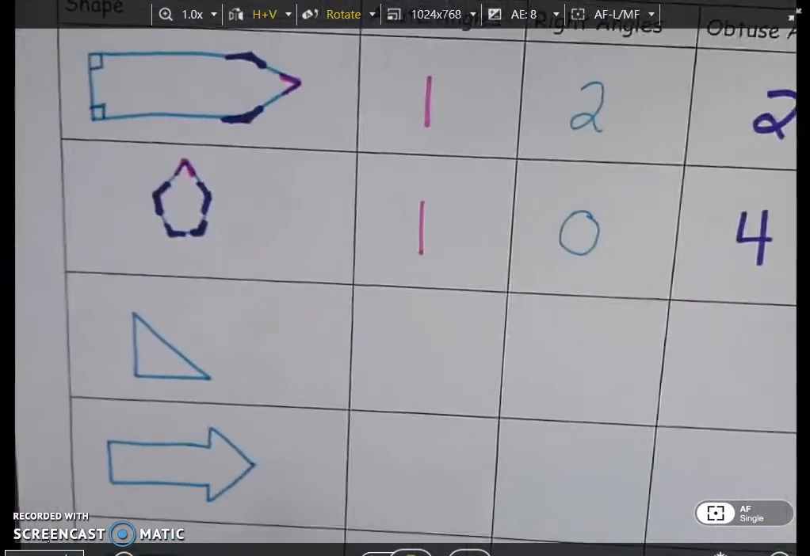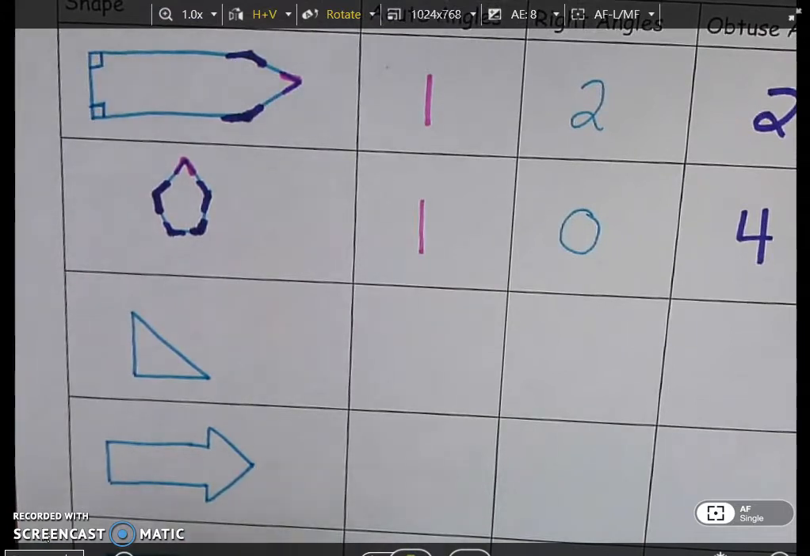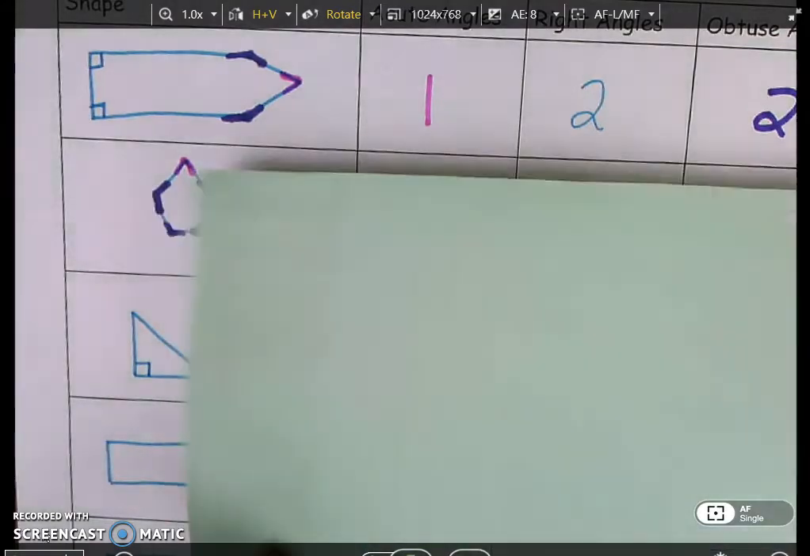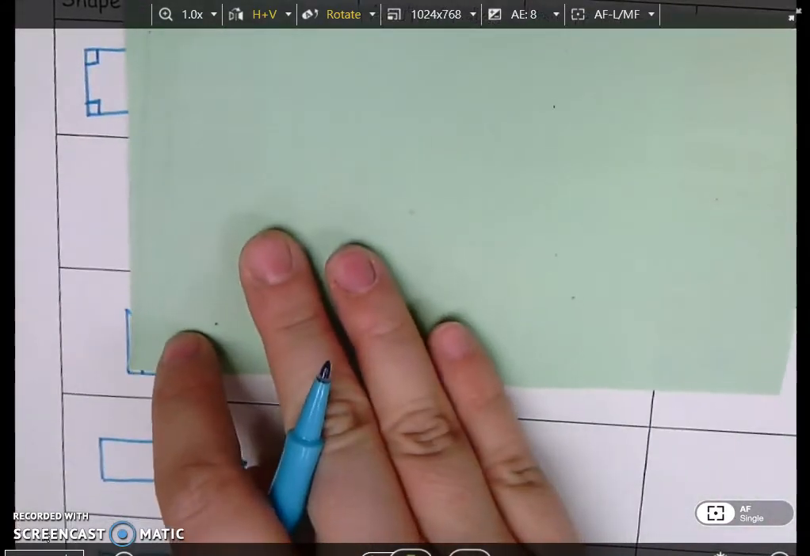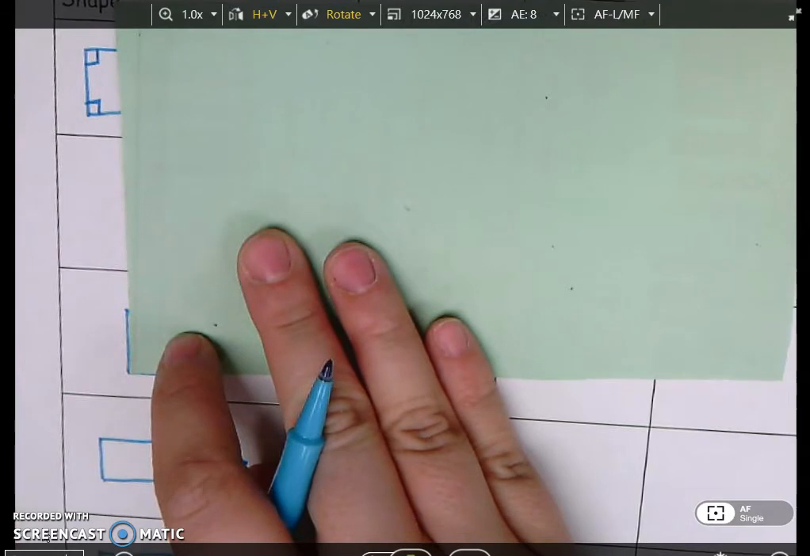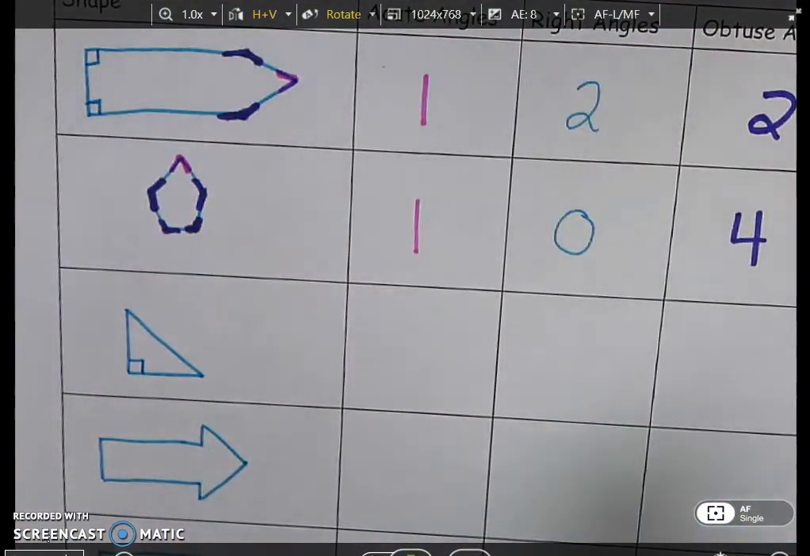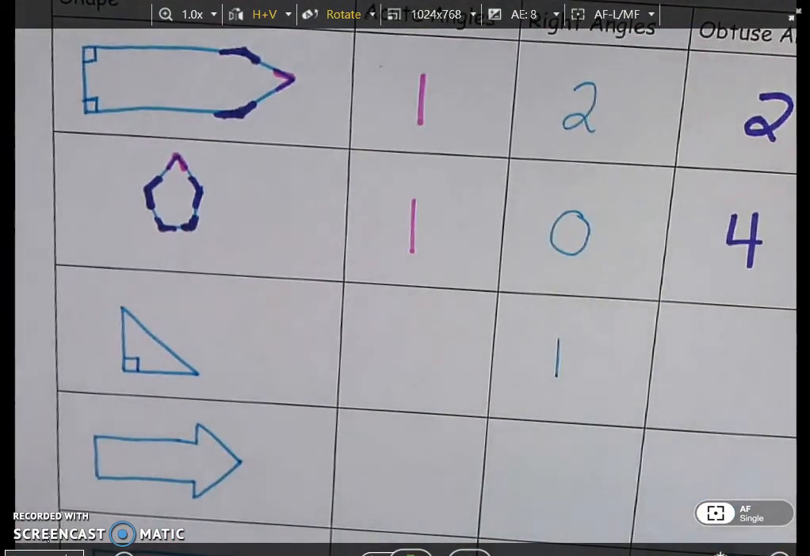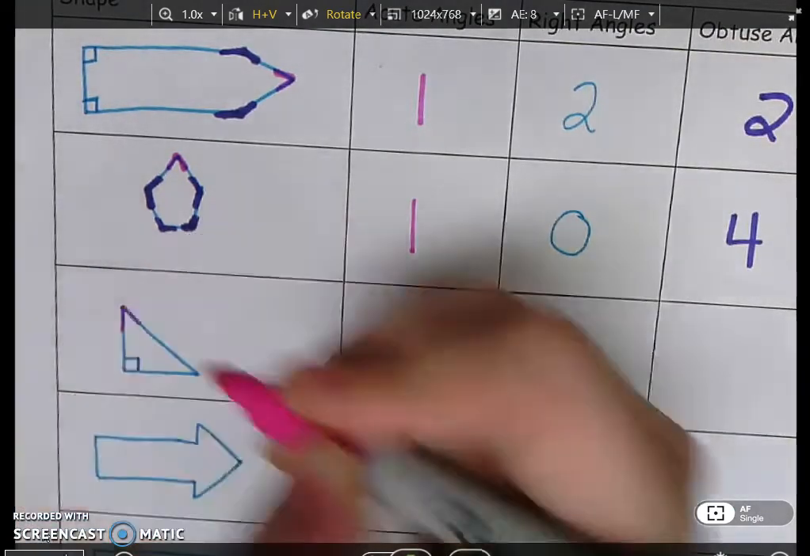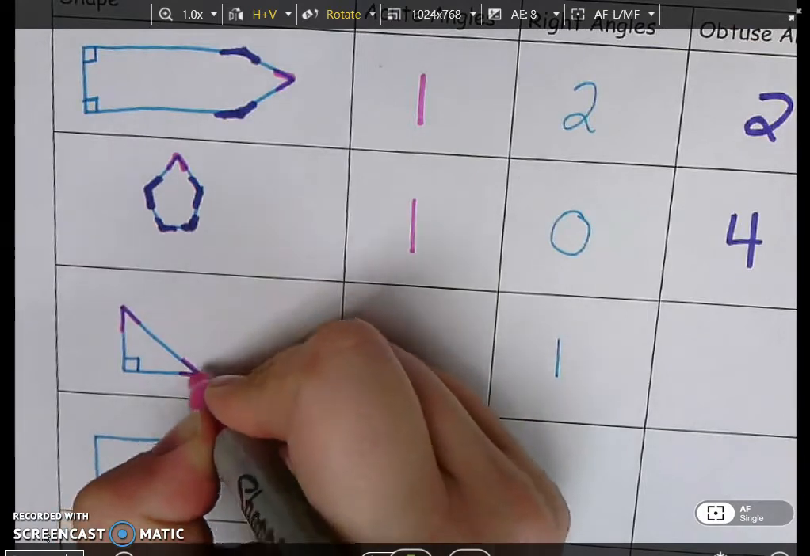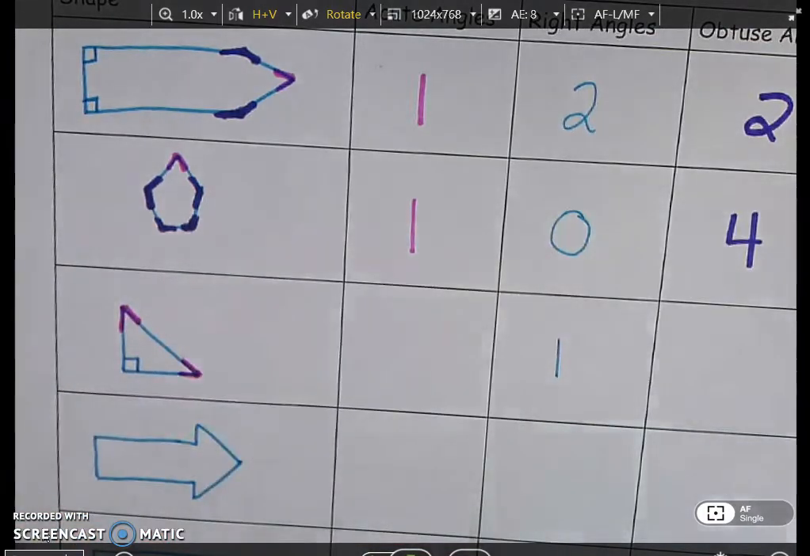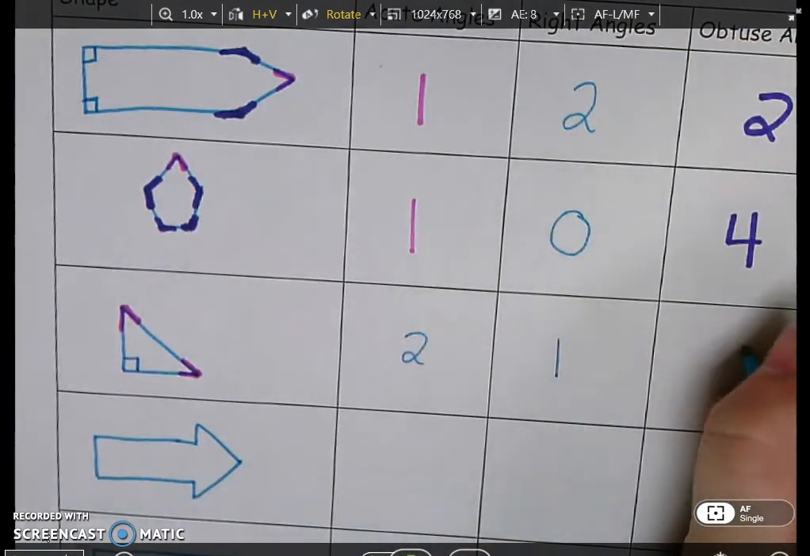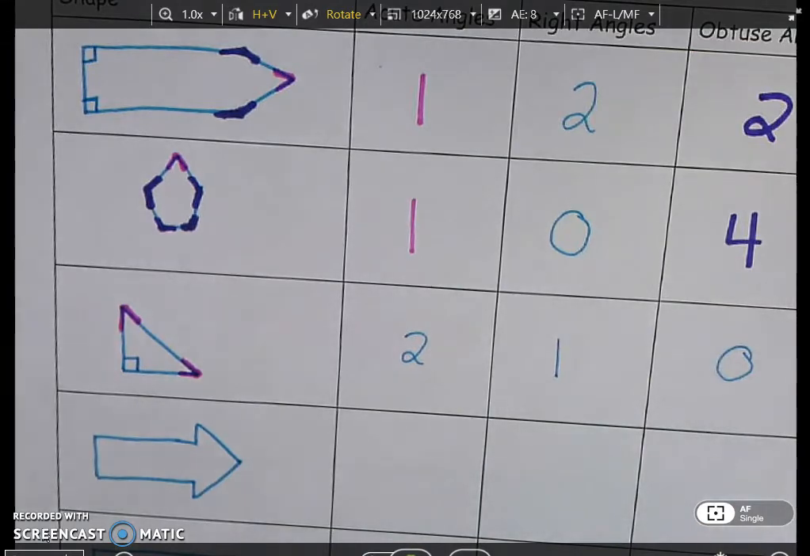I can notice right away that I see that L shape right here, and it makes that nice corner. I could check it with a piece of paper. If I lined it up right in that corner, it would give me exactly that 90-degree angle there. So there's one right angle. And then I've got two smaller angles right here. These two would be acute. So I've got two acute, and there are no obtuse angles in this shape.